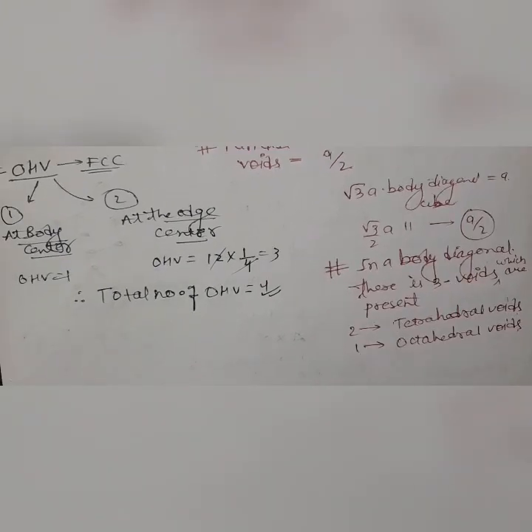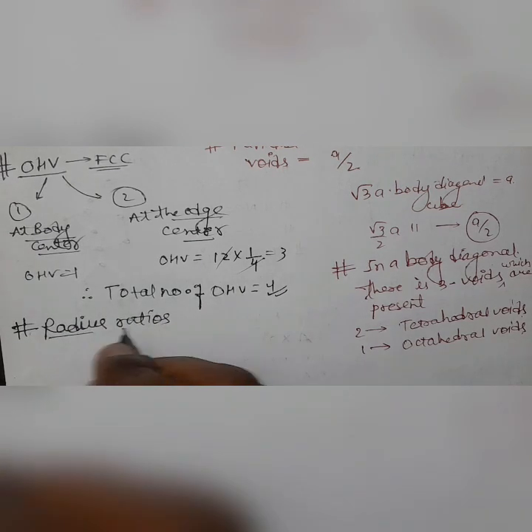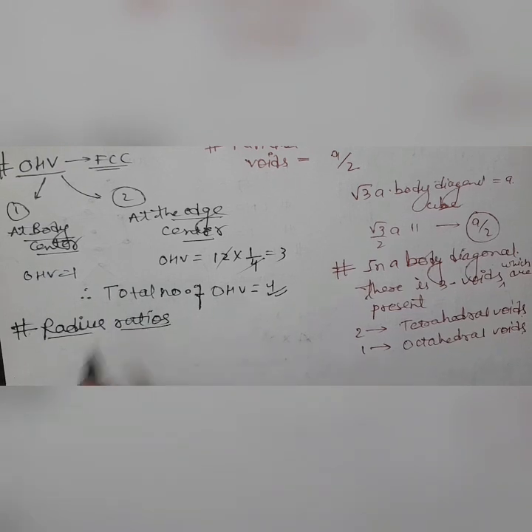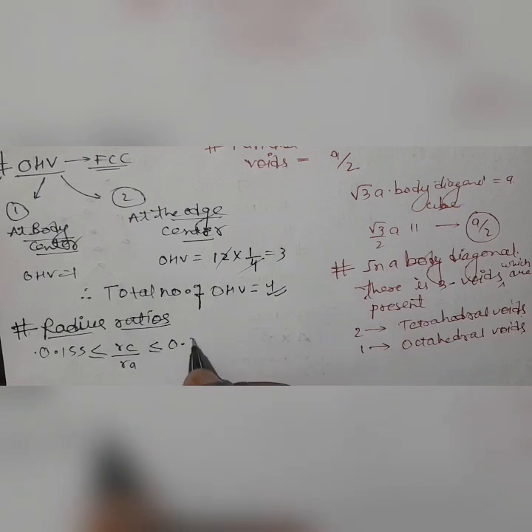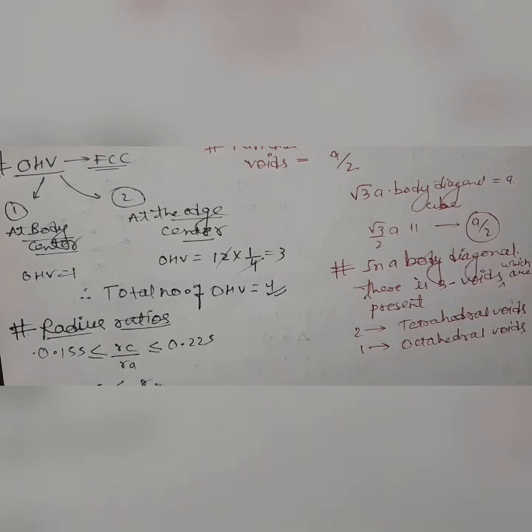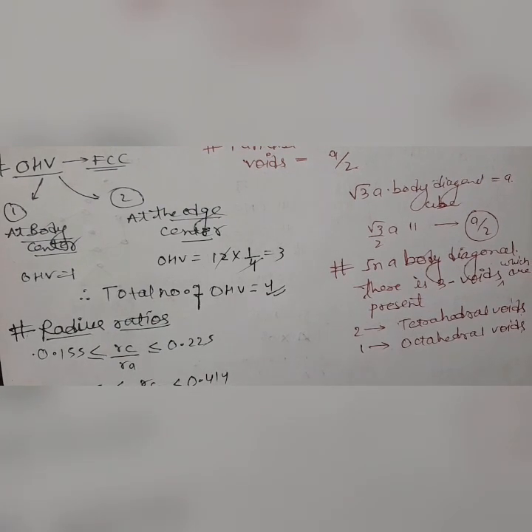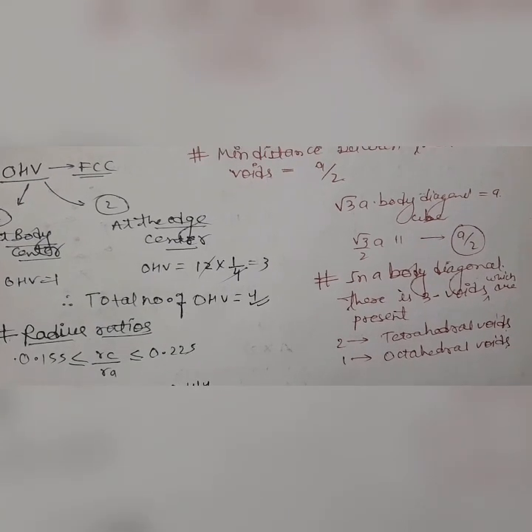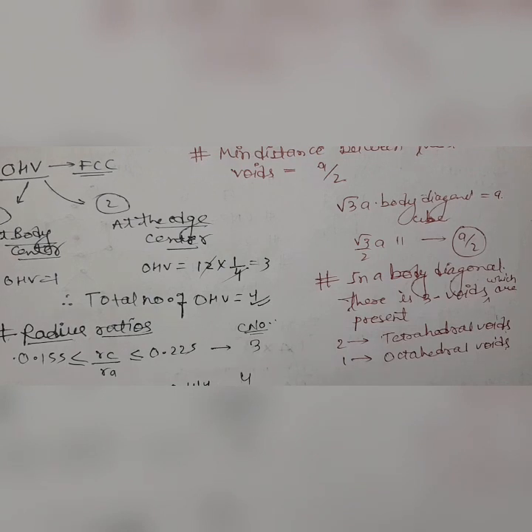Okay, now we come to the radius ratios, that is the ratio of the radius of cation to the radius of anion. The radius ratios RC by RA are from 0.155 to 0.225, from 0.225 to 0.414, from 0.414 to 0.732, and from 0.732 to 1. These are the radius ratios and their coordination numbers are 3, 4, 6, and 8.